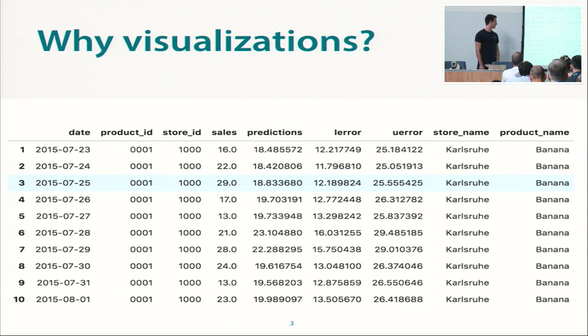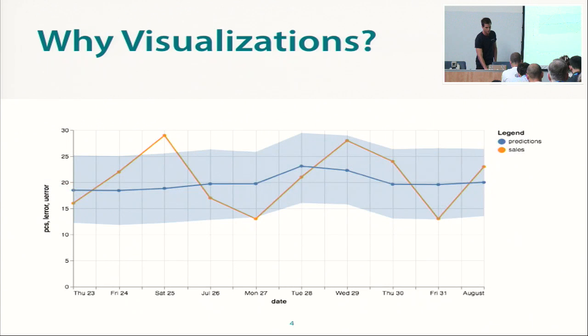But if you have only data in that format, it's really hard for us humans to see what's going on. So what we usually do is we create visualizations like this here, where we just have a curve for our sales and a curve for our predictions, and can see pretty fast what's going on.